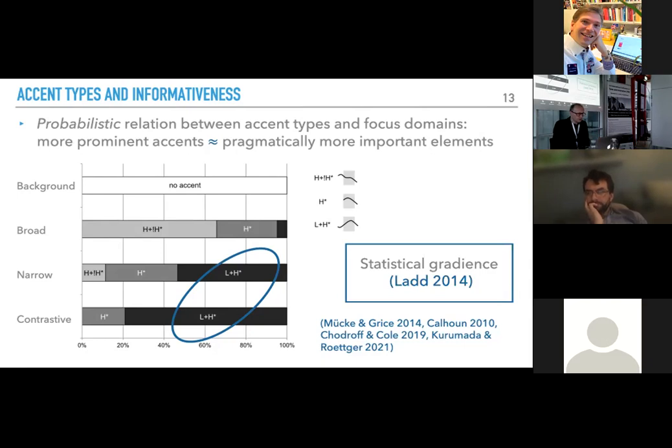And a note on categoriality and gradients. And we just accounted for the form-meaning relation in terms of the probabilistic distribution of accent types by measuring percentages. Following Ladd, this approach employs what he calls statistical gradients.